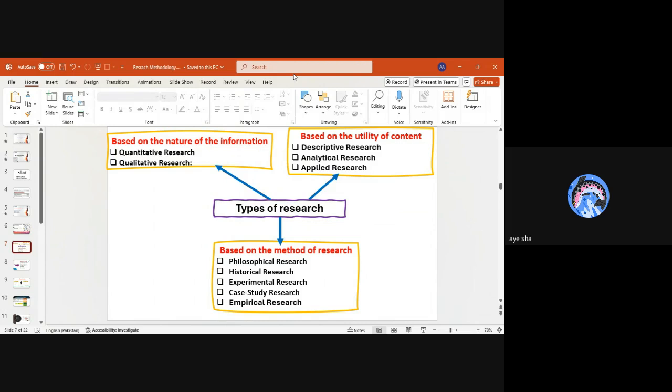Then you get analytical research. Analytical research, as the name suggests, involves the analysis or interpretation of data or any factual information that is available, for example, a relationship between two factors. Like, if you want to study the impact of farming practices on the groundwater in a particular area, that would be analytical research.